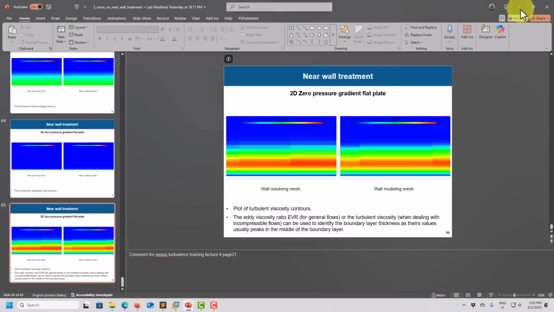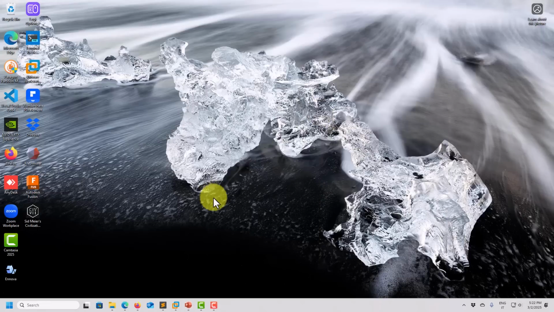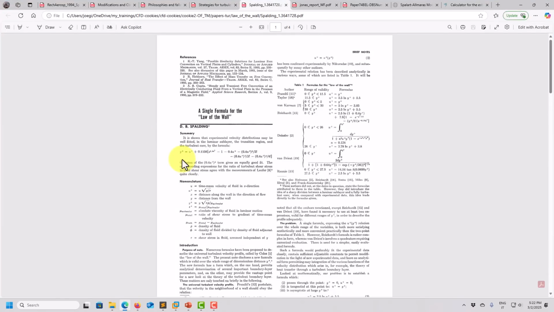So this is the general idea about near wall treatments. I hope I clarified things. I hope I didn't confuse you at a higher level. Let me bring now the publications in the video description.